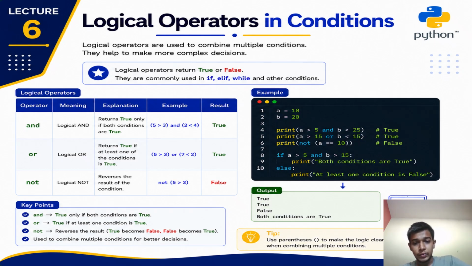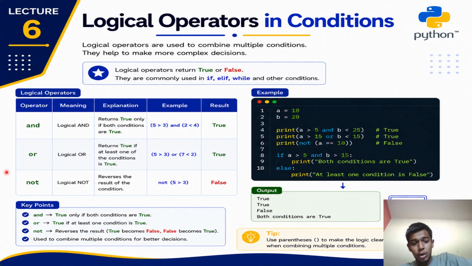First is the and operator. Let's understand it. The and operator is true only when both conditions are true. If even one condition is false, the entire result becomes false.